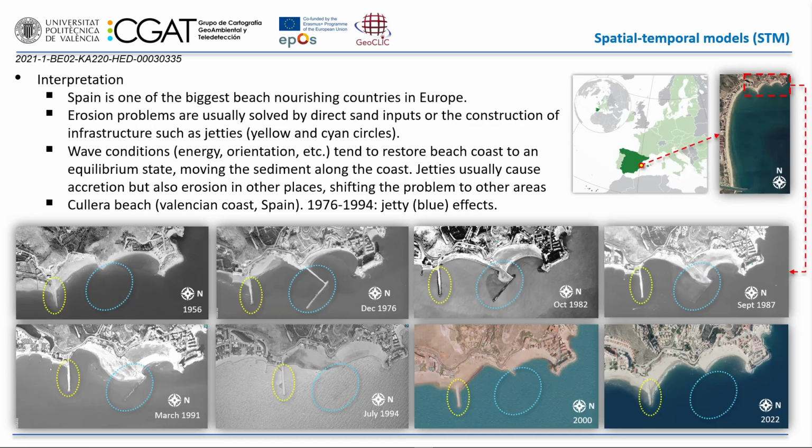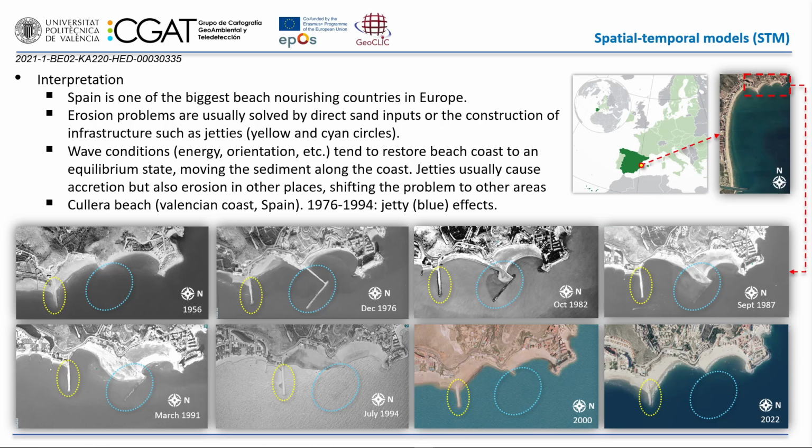To illustrate a case of use of the spatio-temporal model, let's see a clear example of how the construction of a jetty affected the evolution of a sector of the Valencian coast. We must take into account that Spain is a country with thousands of kilometers of coastline, and is also one of the countries where more actions have been carried out to mitigate the effects of coastal erosion.